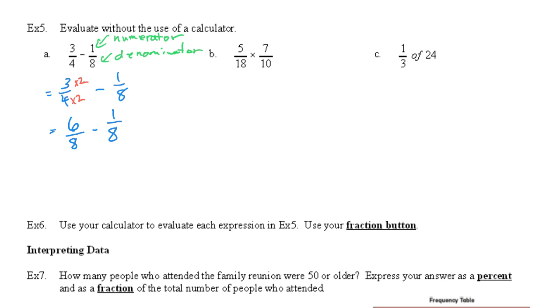Now that we have two of the same denominators, we can either add or subtract them. So now I've got 6 over 8 minus 1 over 8. So my final answer is going to be something over 8. And in this case, it's 6 minus 1, which is just 5. And we are done.